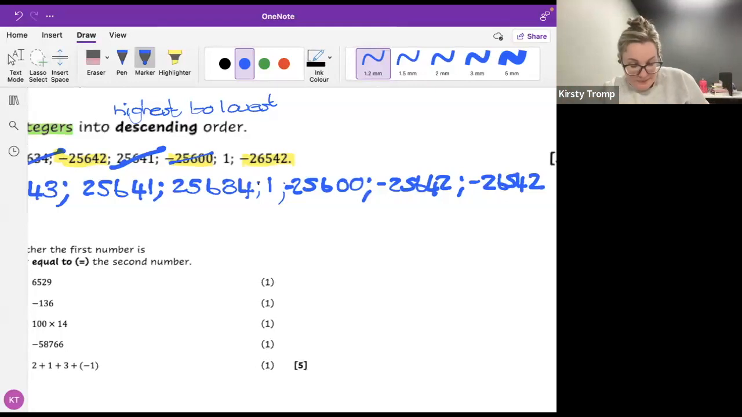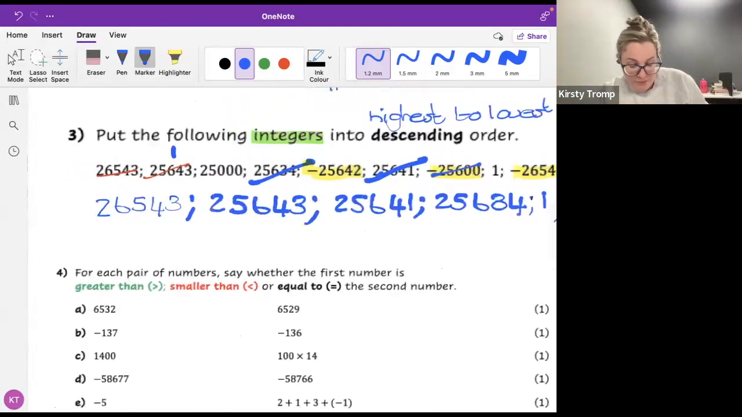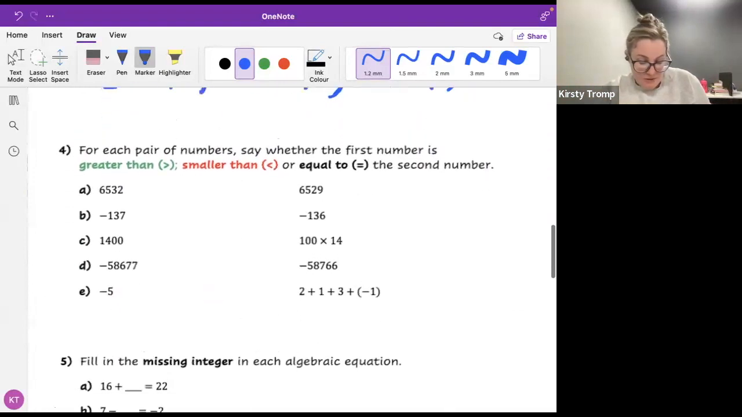All right. We're going to have a very small brain break, okay, because that was a lot of integers.